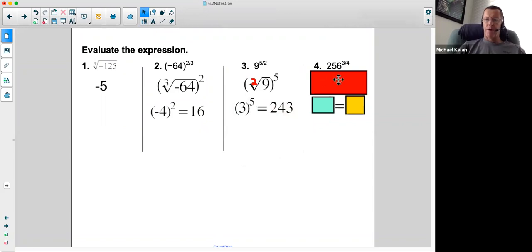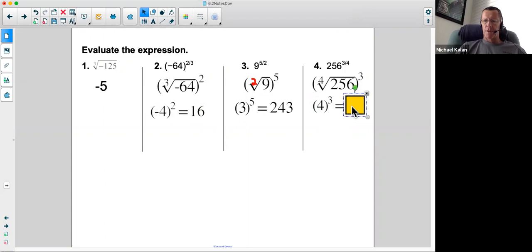Okay, number 4, basically saying what's the 4th root of 256 raised to the 3rd power? Okay, well, you know that 16 times 16 is 256, right? What times itself will get you 16? Oh yeah, 4. So it's basically saying what's 4 cubed, which is 64.